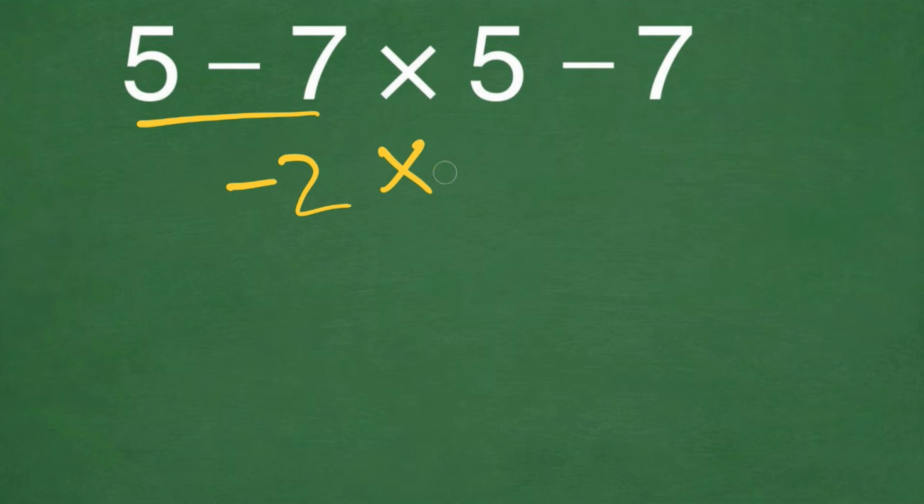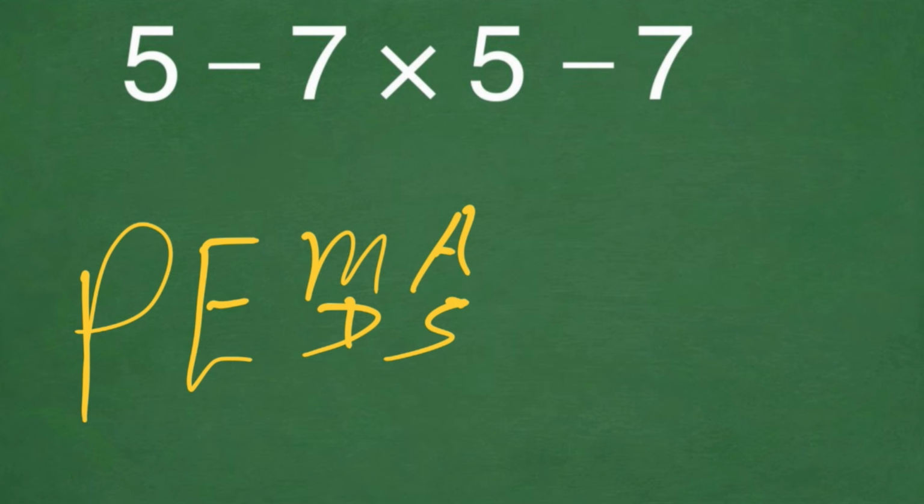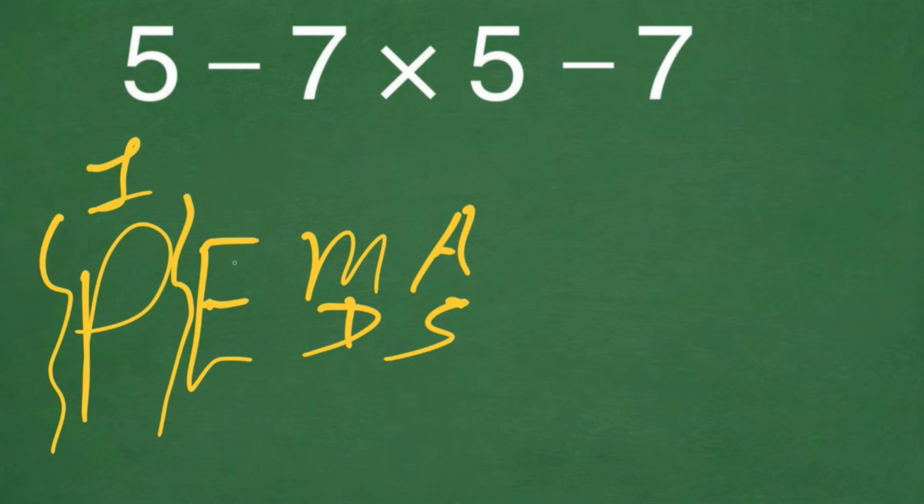Because according to the order of operation, which is PEMDAS, which I will write here. So according to the rule PEMDAS, P stands for parentheses, E stands for exponent, M and D stand for multiplication or division, A and S stand for addition or subtraction. According to this rule, the first thing to solve is parentheses, right? So parentheses is priority number 1.